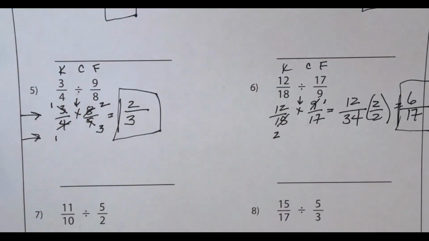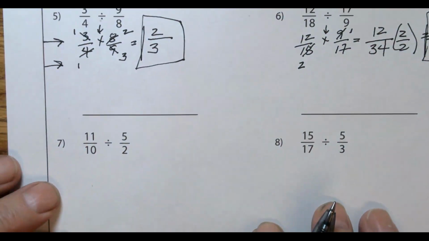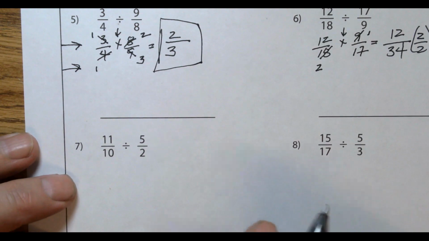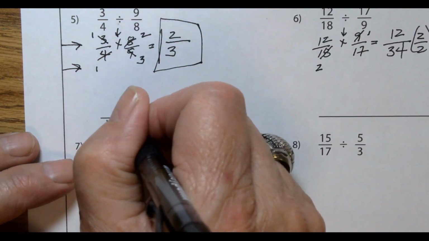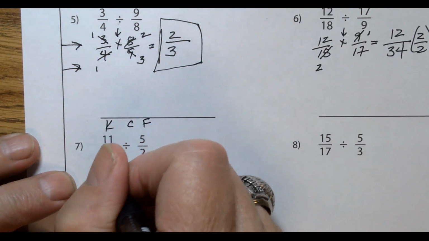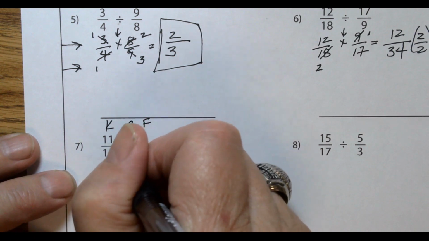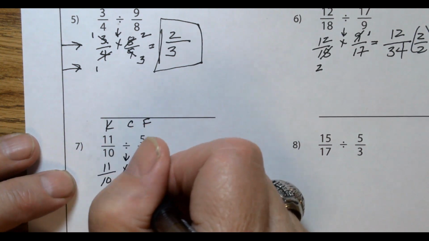Okay, let's look at 7. I have 11/10 divided by 5/2. I'm going to put my keep, change, flip. I'm going to keep this. I'm going to change this to multiplication. I'm going to flip it. I'm going to put the 2 on top, 5 on the bottom.